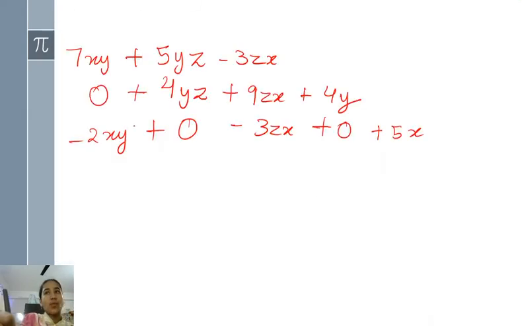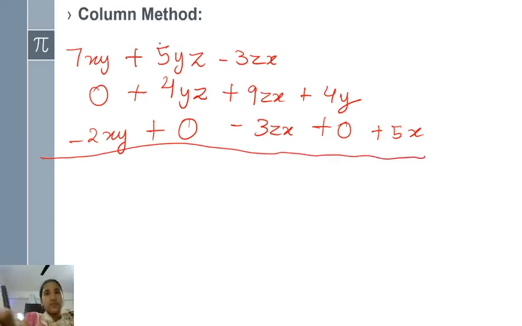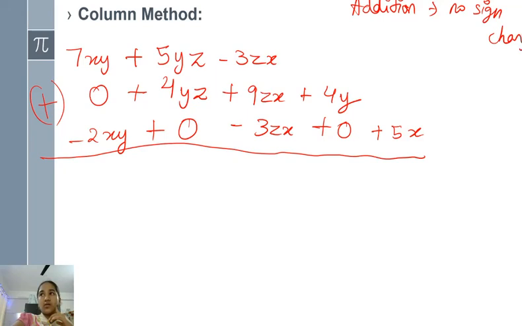Yes, so I hope I've copied down the basic sum using the column method. We have to solve it now. So we are gonna add, you all know. When addition is there, you don't have to change the sign. But when subtraction is there, you have to change the sign. Remember this. Addition, no sign change. And this plus minus doesn't change. Whereas in subtraction, sign change.